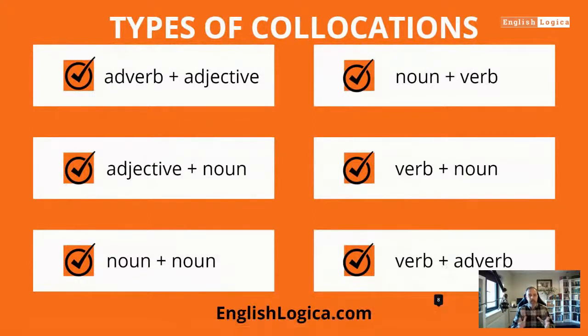So these are some of the main types of collocations. There are some others, but these are the primary ones. They are the adverb plus adjective, the noun plus verb, the adjective plus noun, verb plus noun, noun plus noun, and verb plus adverb. So we're just going to look at some examples of each one of these types of collocations.